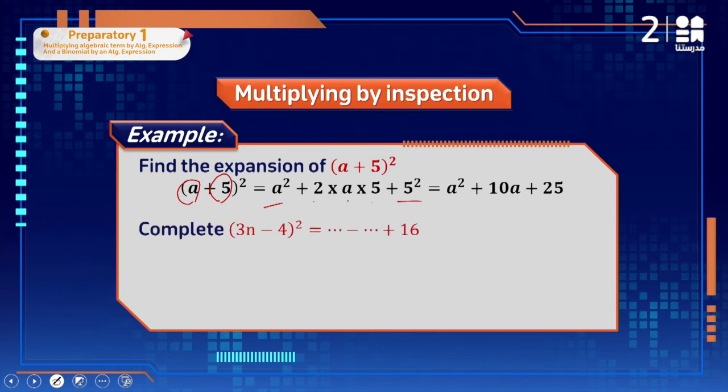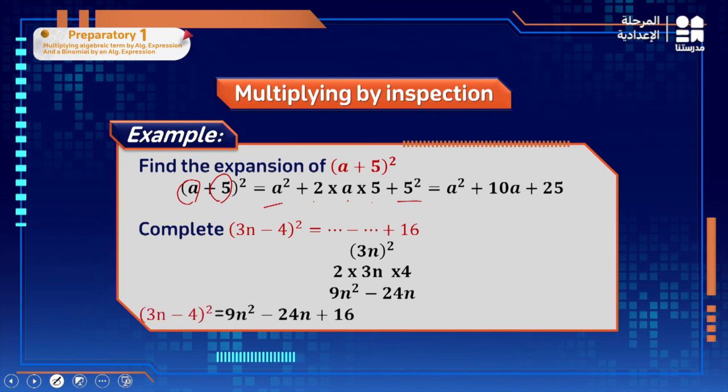To complete this expression, 3n minus 4 squared, we are going to apply. First squared is 3n squared. Then second squared, it's written, negative 4 to the power of 2, it's 16. And the middle term will be 2. You have to write 2. Then times 3n times 4. So the final answer will be 9n squared minus 24n plus 16.